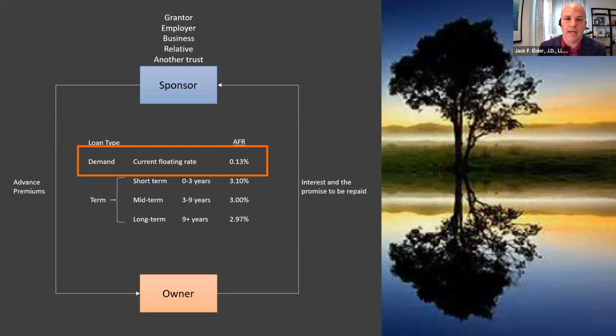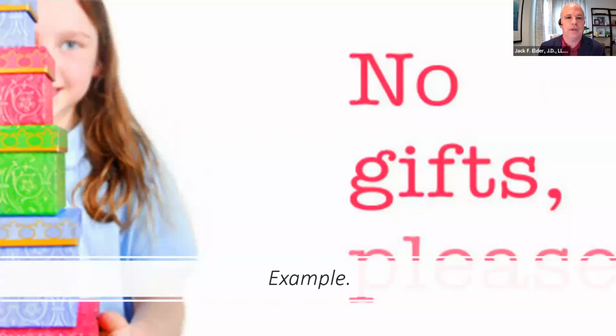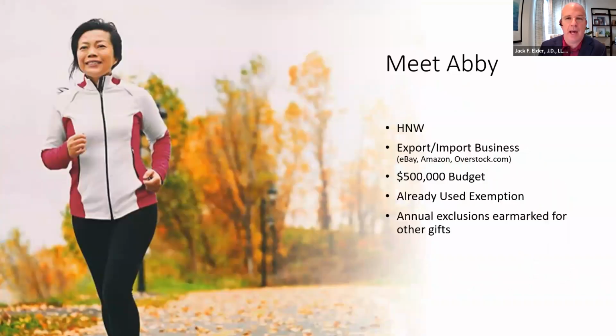Because interest rates are on the rise, it might make sense to use term notes. Right now, those are the term note rates as of November 2022. They're published monthly by the IRS. So let's look at an example of a case we just finished up in November, so you can see how it works. So meet Abby.